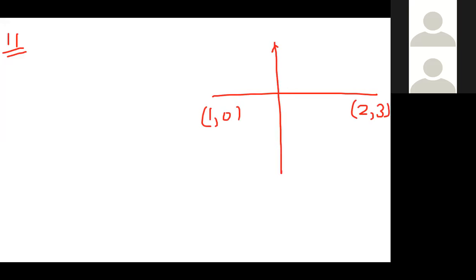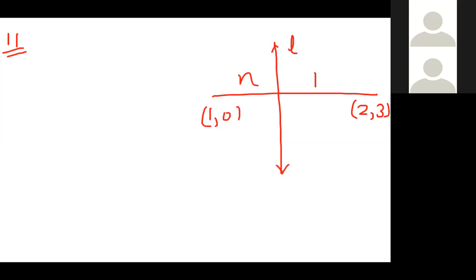Now next, question number 11. A line is perpendicular to the line segment. This one is an important question, a very important question. The points are 1, 0 and 2, 3. A line is perpendicular to the line segment, dividing it into the ratio 1:n. We need to calculate the equation of this line.